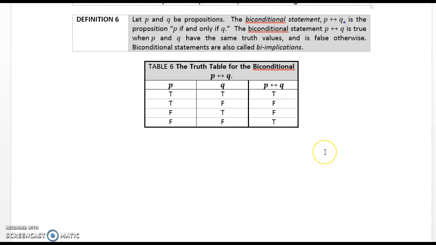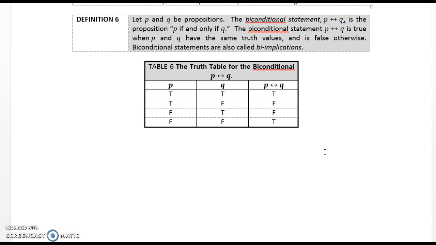Definition 6. Let P and Q be propositions. The biconditional statement, P if and only if Q, is true when P and Q have the same truth value and false otherwise. Biconditional statements are also called bi-implications.